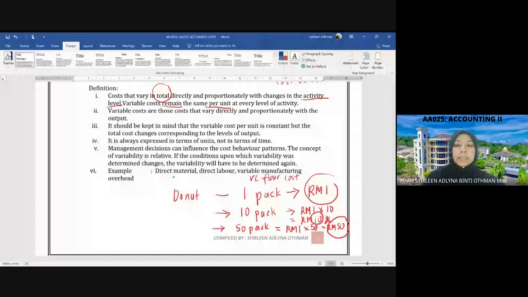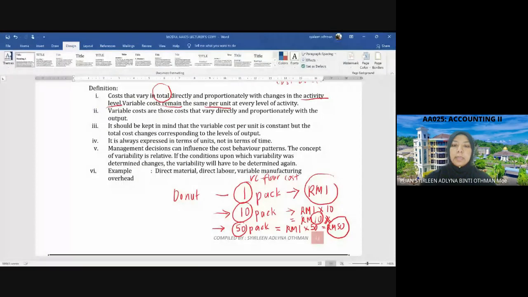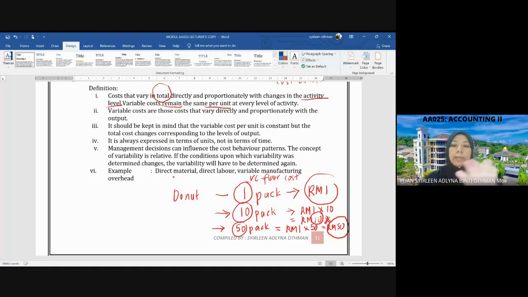So as the unit activity ataupun the level of production berubah, automatically the total for variable cost pun akan berubah. Okay, sebab asalnya satu pack is RM1, but then bila kita increase the level, dia akan jadi RM10. Kita increase to 50 packs, dia akan jadi RM50. Right? But kalau you tengok balik apa yang Madam kira ni, okay, dia punya per unit is still RM1.